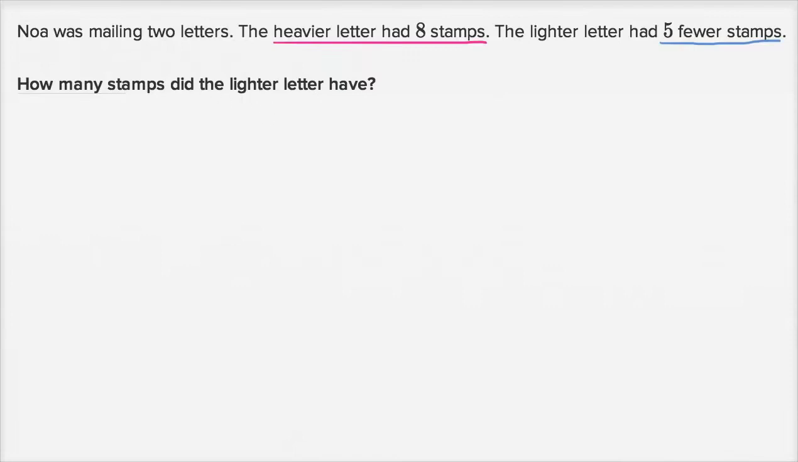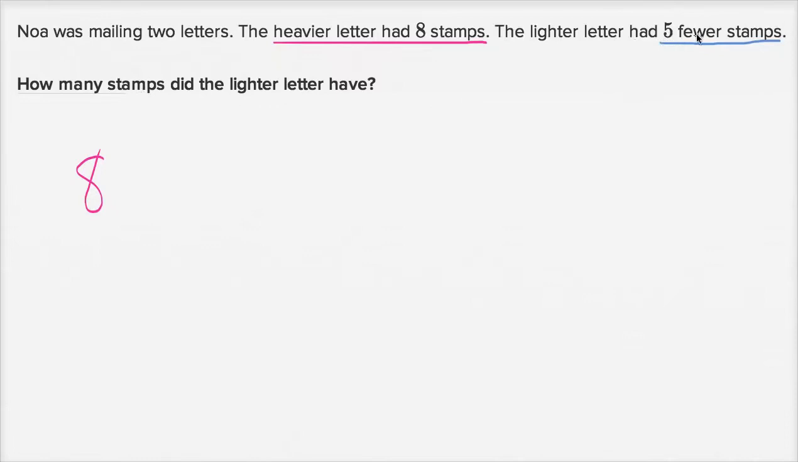So the heavier letter, it's always useful to just, well, what are they telling us? So just write down whatever information they give us. So the heavier letter has 8 stamps. The lighter letter has 5 fewer stamps. So do we know how many the lighter letter has? Well, not immediately. That's what they're actually asking us. How many stamps did the lighter letter have?